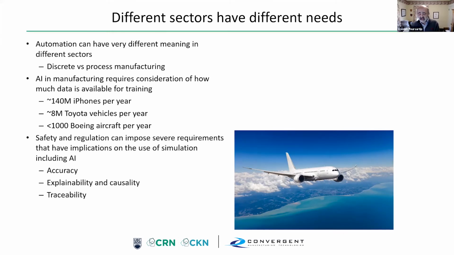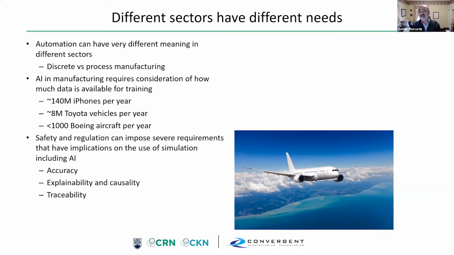The other thing that is really different in some sectors, especially aerospace, is that safety and regulation can impose really severe requirements on the use of technologies such as AI, but even classic numerical simulation. The expectations of accuracy: we design to a 1 in a billion failure rate.